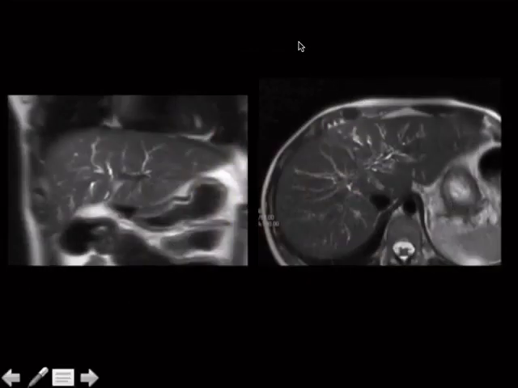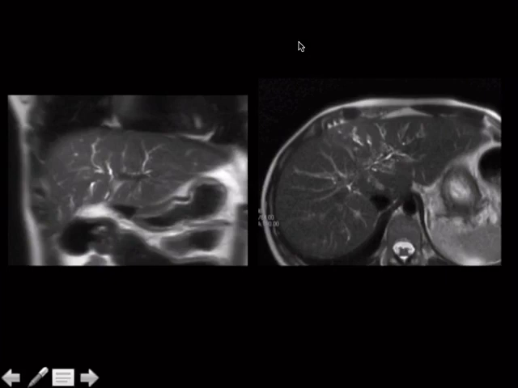Next case, remember, what are you showing me? Why are you showing me these cuts? What's the sequence? It's a T2. We've got an axial. We've got a coronal. It's a T2 because you want to show me something that's T2 bright, like a dilated duct.